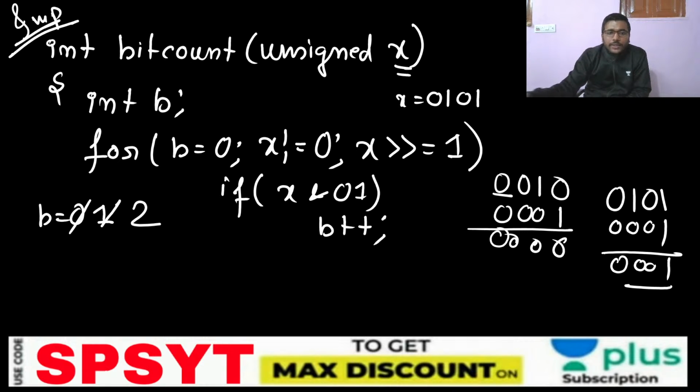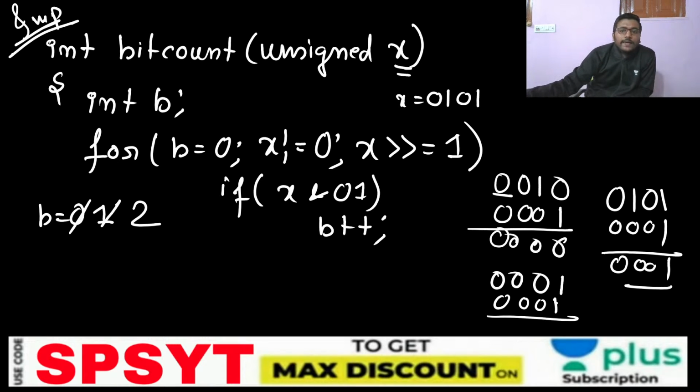Now it will again do right shift. So now 0 is there, and 1 will come here, then the rest will be 0. Now again you are going to do AND with this, the condition check. Is it equal to 0? No, it's not equal to 0. So 0001, yeah, it's 1.